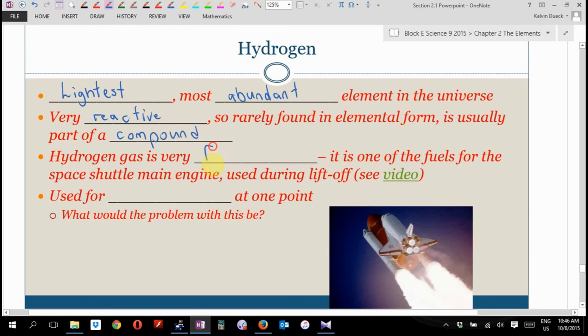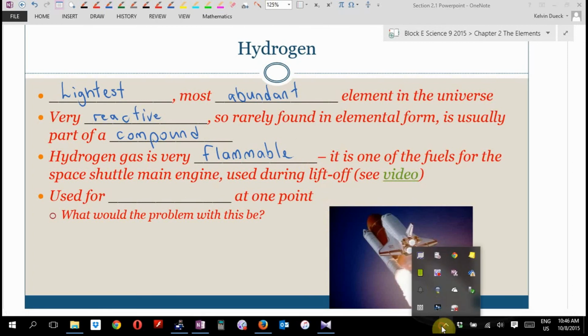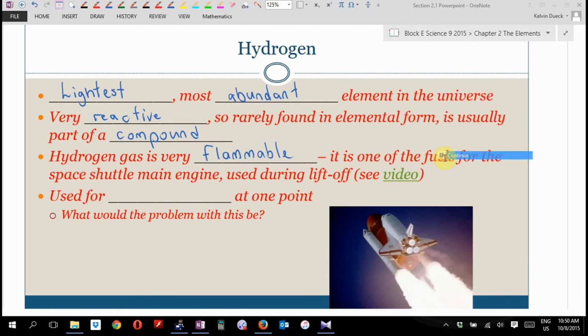Hydrogen gas is very flammable. It's one of the fuels for the space shuttle main engine used during liftoff. It says, see video. Put your pencils down. It was also used for blimps at one point because it's so light. What could go wrong with that?